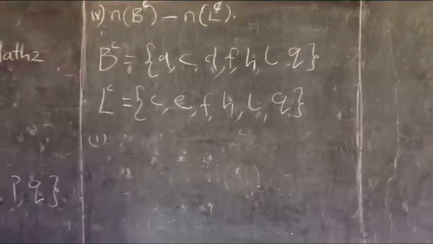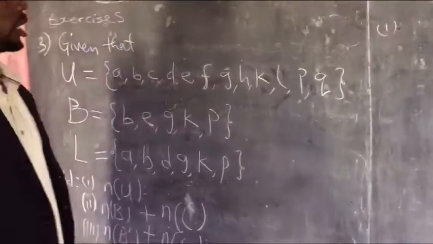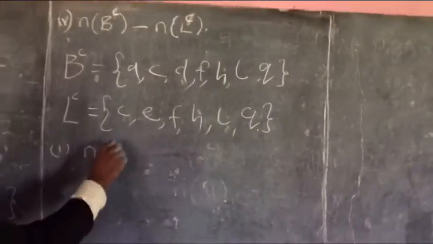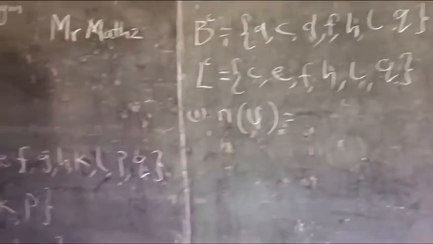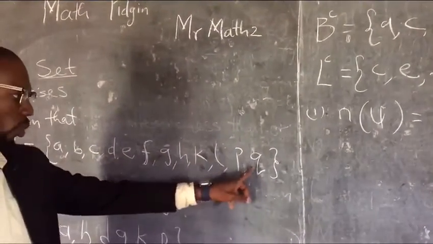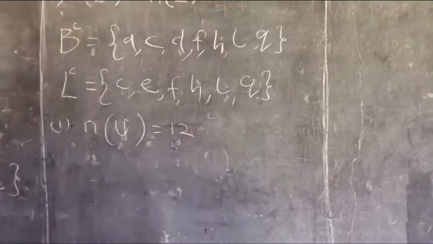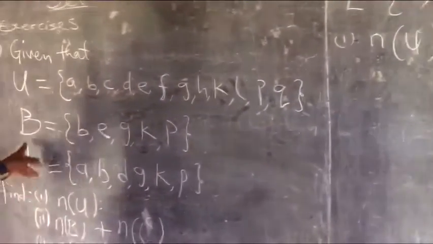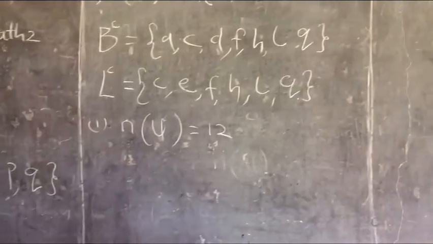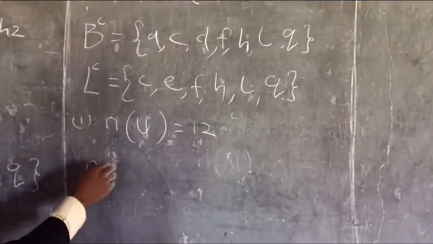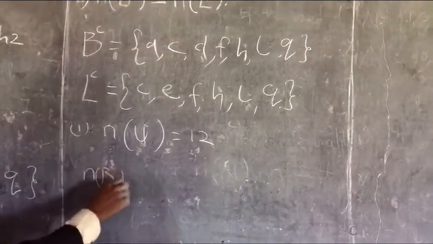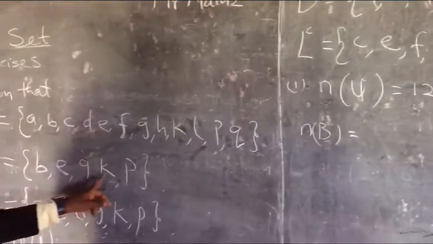The first question say make we find the cardinality of universal set. So cardinality of universal set. Now 1, 2, 3, 4, 5, 6, 7, 8, 9, 10, 11, 12. Now 12. And then cardinality of B. In fact, we just find all their cardinalities. Then we will continue to answer our question. Cardinality of set B. Now 1, 2, 3, 4, 5. 5.